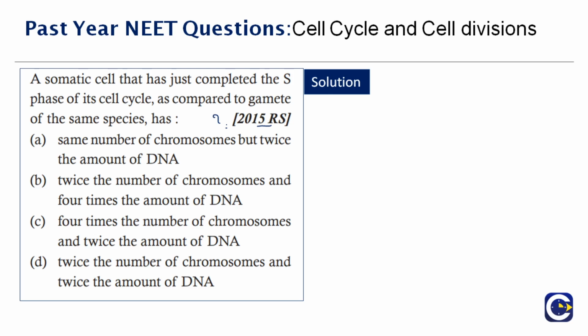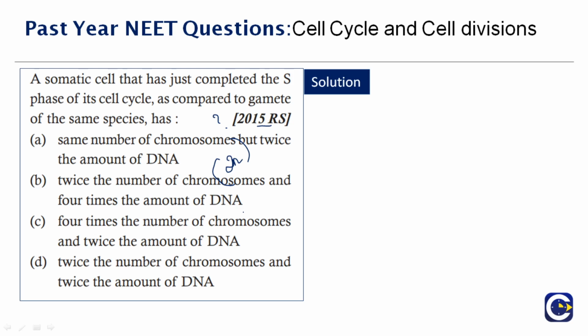The only thing you need to know here is whether it is 4 times the amount of DNA or twice the amount of DNA. So if a confusion comes, it will only come in this part. We all know it is twice the number of chromosomes, we all know it is 2n. But the only thing we need to understand is whether the DNA is 4 times or twice the amount. The correct answer is option B, twice the number of chromosomes and 4 times the amount of DNA. Therefore the correct answer is option B.